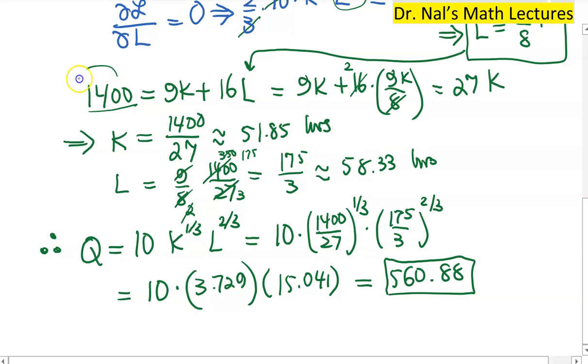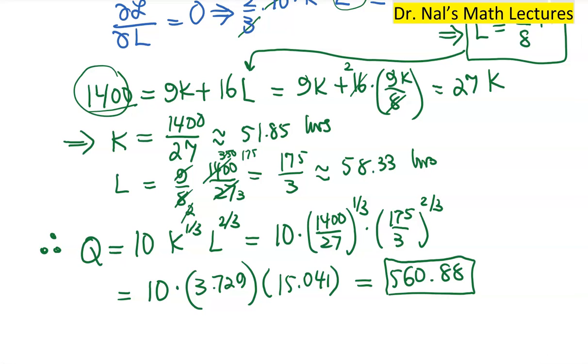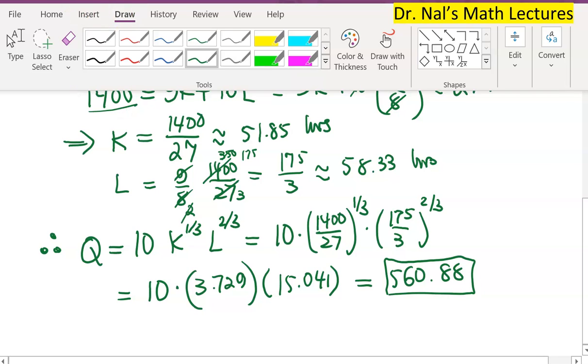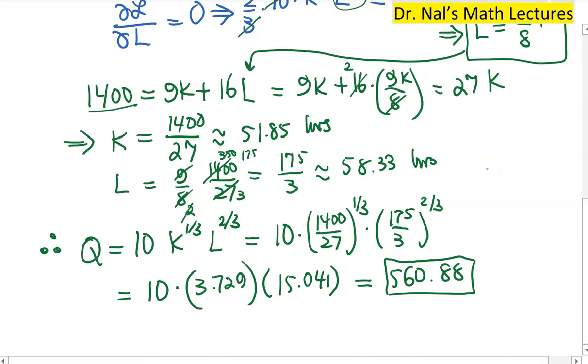a $1,400 budget, and given the fact that capital costs, machine hours cost $9 an hour, and labor costs $16 an hour, just like in the previous example that we solved. Now, in the next video, I'm going to go ahead and use Excel to solve this problem.